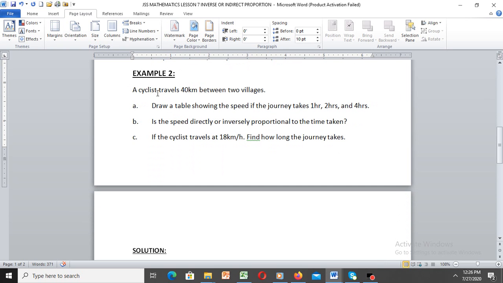So, example 2. A cyclist travels 40 kilometers between 2 villages. A. Draw a table showing the speed if the journey takes 1 hour, 2 hours, and 4 hours. B. Is the speed directly or inversely proportional to the time taken? C. If the cyclist travels at 18 kilometers per hour, find how long the journey takes. Solution.